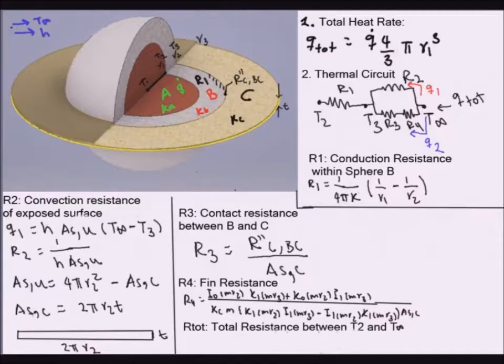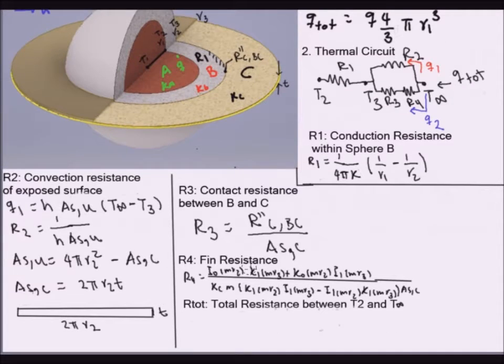Okay, so the next step is to find the total resistance between T2 and T infinity. So we need to follow the rules that we introduced on the previous video, which is that resistances in series are added up, and resistances in parallel, you add up the reciprocals and then you take the inverse of that addition. So we must notice that R2 is in parallel with the addition of R3 and R4, and this total resistance of this compound resistances between T3 and T infinity, they are in series with R1.